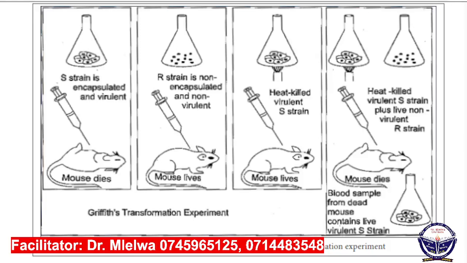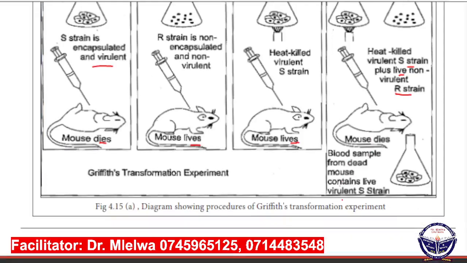Now let's see this experiment. S strain is encapsulated and virulent. Unaona, ukichoma S strain peke yake mouse anakufa. R strain is non-encapsulated and non-virulent. Ukichoma, mouse lives. Heat-killed virulent S strain, ukichoma panya anafanyaje? Anaishi. Ila ukichukua heat-killed virulent S strain plus live non-virulent R strain, panya anafanyaje? Anakufa. Lakini blood sample from dead mouse contains live virulent S strain.